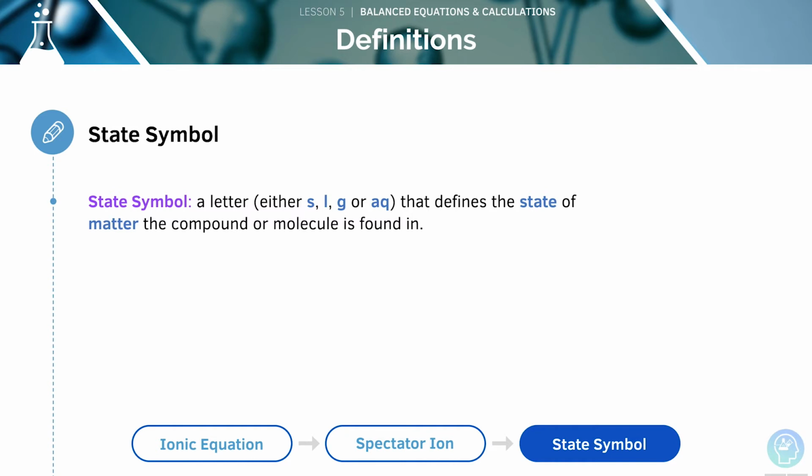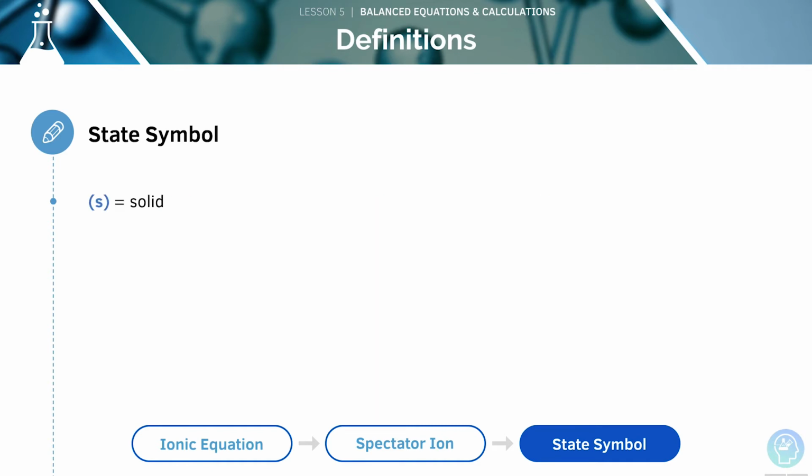State symbols are the final part of the ionic equation, but they are still very important. These are the small letters found in the equation that define the state of matter that the compound or molecule is found in. The commonest state symbols you need to know are S for solid, L which stands for liquid, G for gas, and AQ which stands for aqueous or in solution or in water.